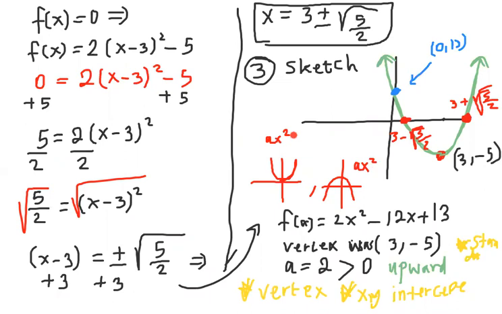Look at the domain here. If we look at the x, all these values are inside the domain. That means the domain is R. And for the range, just starting from this point, from the vertex, and everything up. So the range will be from -5 to infinity.